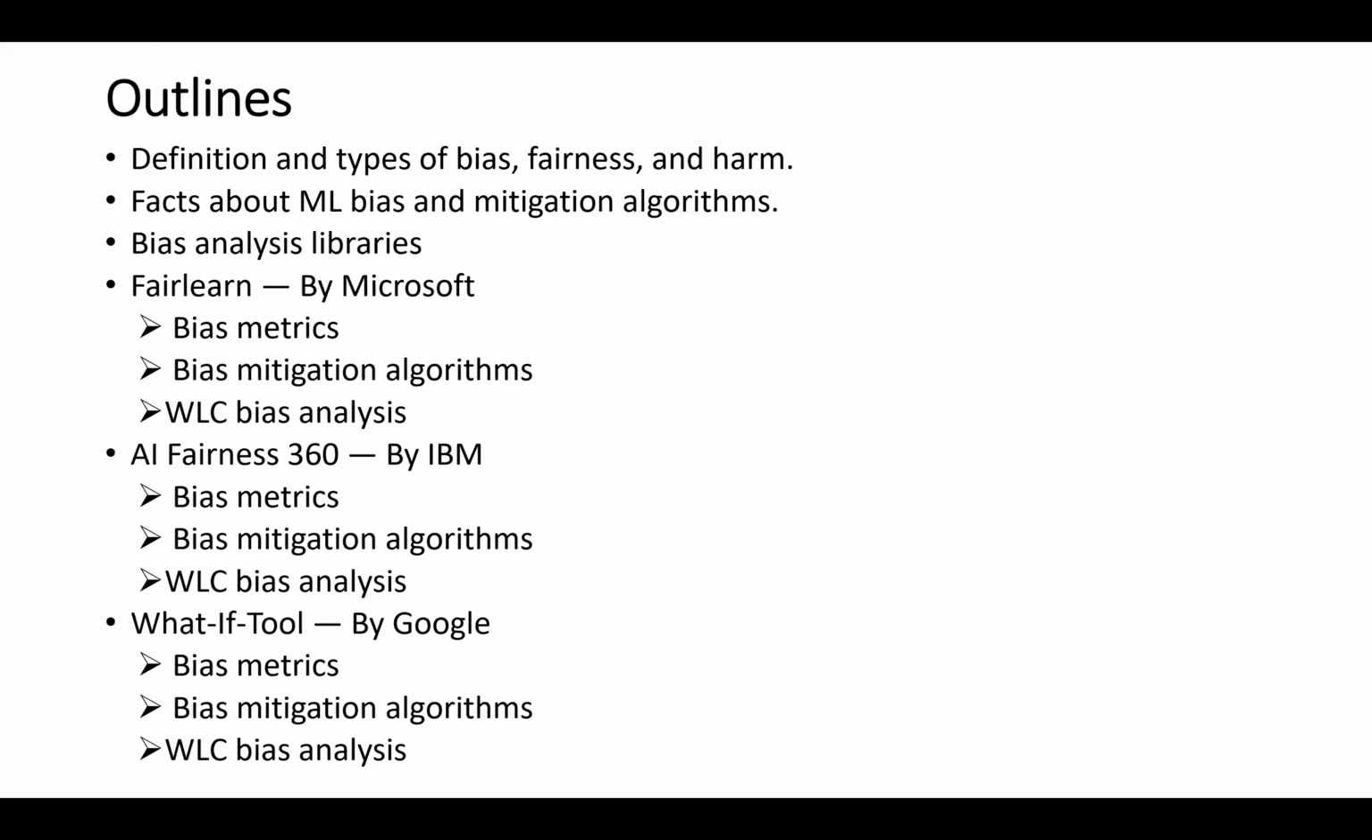Through this presentation, we are going to define some basic definitions in machine learning bias. Then we will go a little bit about some libraries we are going to use. These are the three libraries we are going to use: FairLearn by Microsoft, AIF 360 by IBM, and What If Tool by Google.